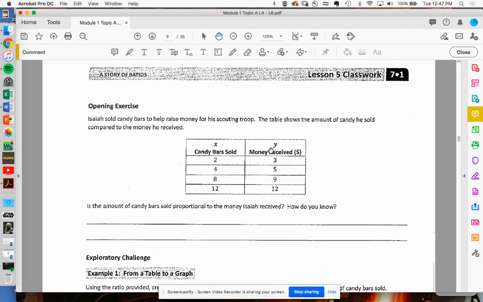Now again, which one would be the dependent variable? Which one is the independent variable? X is independent. Doesn't matter how many candy bars he sells. The amount of money depends on how many he sells. Does that make sense? Your Y, the money that you earn, depends on how many candy bars you sold. Now, what we want to do is find out that unit rate. We want to find out that K value.